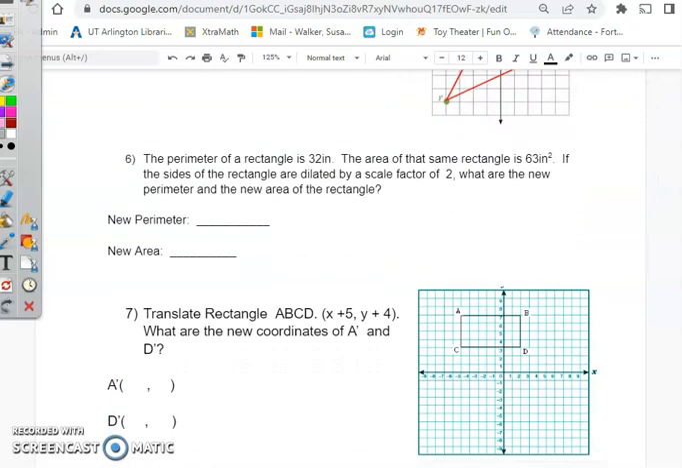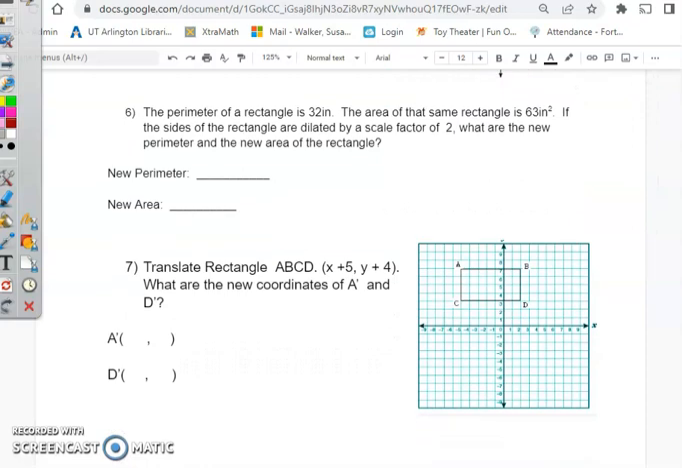Okay, getting close to the end. The perimeter of a rectangle is 32. The area of the same rectangle is 63 inches squared. If the sides of the rectangle are dilated by a scale factor of 2, what are the new perimeter and new area of the rectangle? Okay, so perimeter was 32, area was 63. I dilate it by a scale factor of 2, and I want to get my new perimeter and new area.